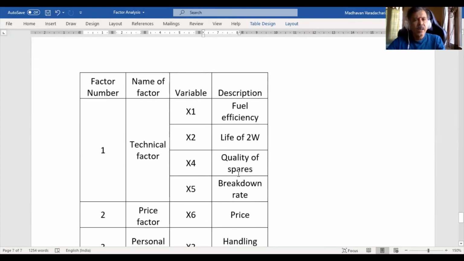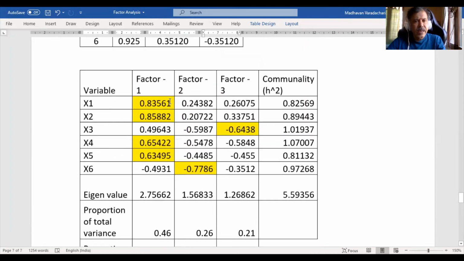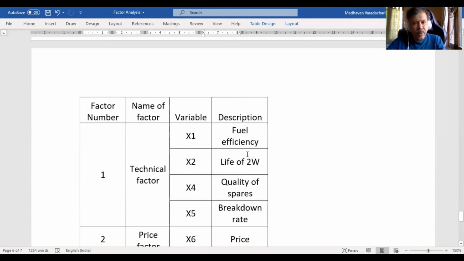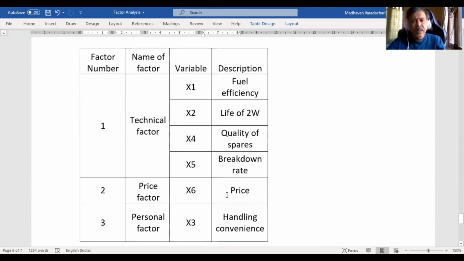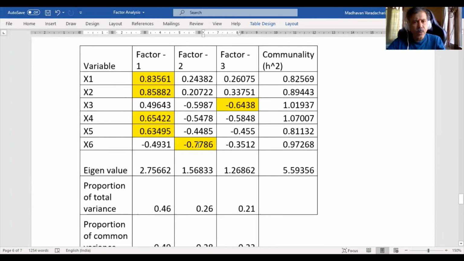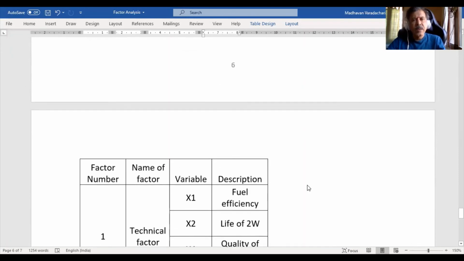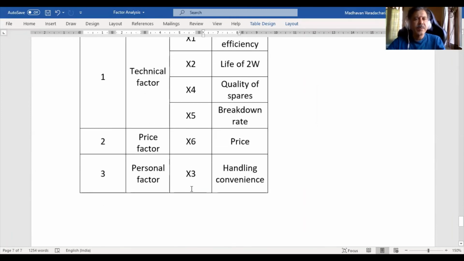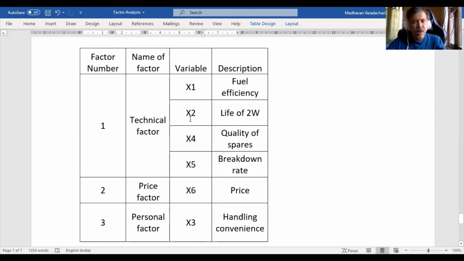Now you take factor number 1. So you already highlighted, right? Which are the variables you highlighted? X1, X2, X4, and X5. You may write those X1, X2, X4, and X5, right? X1 denotes what? You can bring back the description which was given in the original question, write it down. And if you look into fuel efficiency, life, quality of spares, breakdown, all these are technical related. So you call this factor a technical factor. In this second factor, only one is highlighted, in the third only one is highlighted, and X6 is related to price. So straight away you say price factor. And this X3 is related to handling convenience. So you call it just a personal factor. So you have now brought 3 factors which contribute to this.